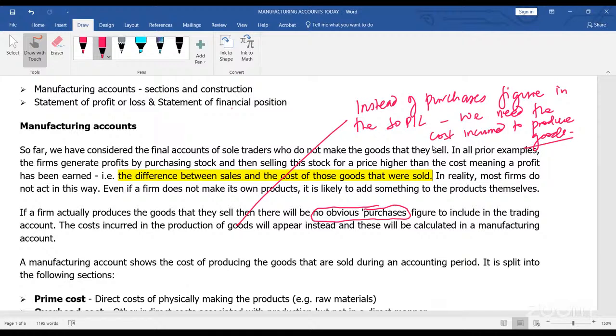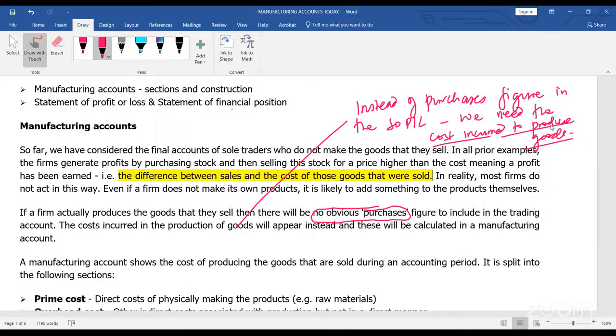Don't forget that in the manufacturing business, they are going to do production, they are going to manufacture the product. So instead of having the purchases figure in the statement of profit or loss, where we have the opening inventory plus the purchases, this time around we don't have the purchases. We have the cost incurred to produce the goods, because these firms don't purchase the goods they are selling, they manufacture them. We are interested in the cost of the goods being manufactured. Okay, that is for the manufacturing firms.